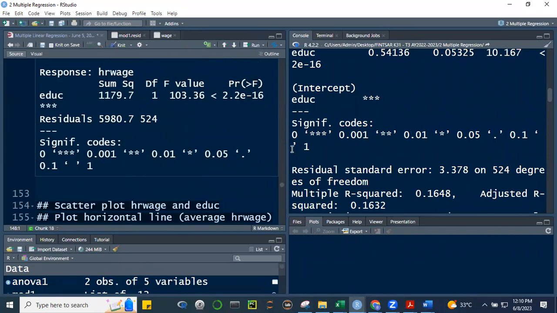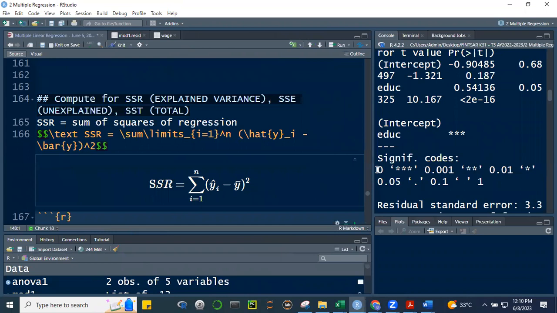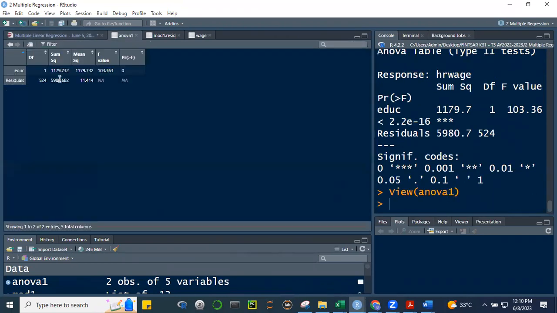Here, class, oh. In fact, this. There, right? That's the MS. This is the MS regression. This is the MSE. What is our MSE? Mean square of the error, class. Hello?